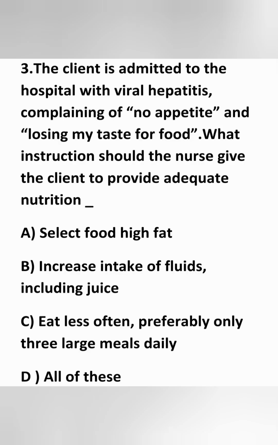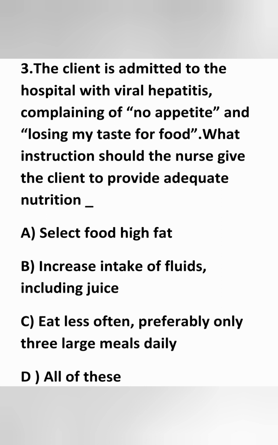Next question, third question. A client is admitted to the hospital with viral hepatitis, complaining of no appetite and losing taste for food. What instruction should the nurse give the client to provide adequate nutrition? Option A, select food high in fat. Option B, increase intake of fluids including juice.